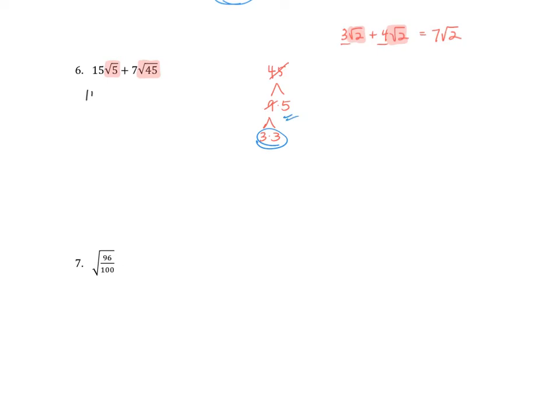So I will have 15 square root 5 plus the 7 comes down. I have to multiply that by the 3 that's coming out from this pair. And then the 5 stays under the radical. So 3 square root of 5 is the simplified version of the square root of 45, right? But you have to remember you have that 7 in front, so you've got to multiply the 7 by the 3. So now we'll have 15 square root of 5 plus 21 square root of 5.